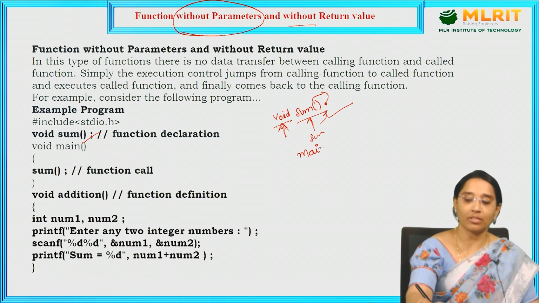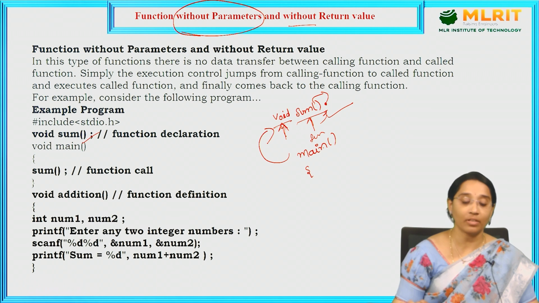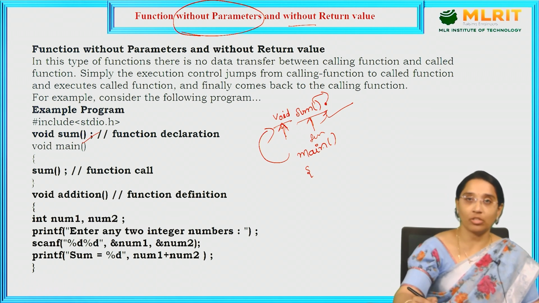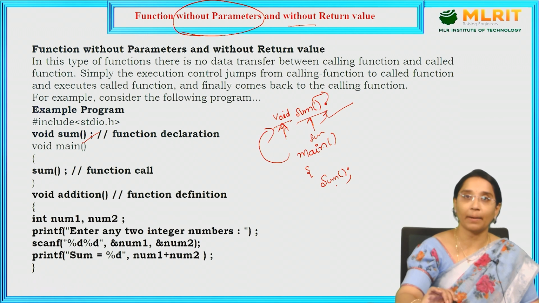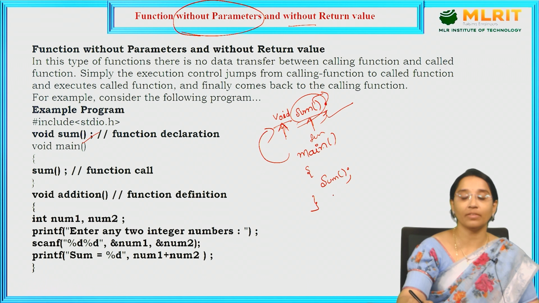Function declaration is written above the main function. Next, the main function. Your actual execution starts from the main function, so before that you need to declare the function. In the main function, you just call the function, because here we are not passing any parameters. So just simply call the function. What is the name of the function? It is sum.